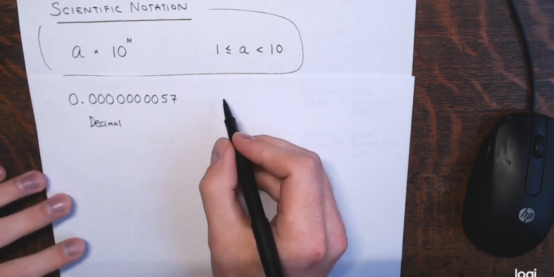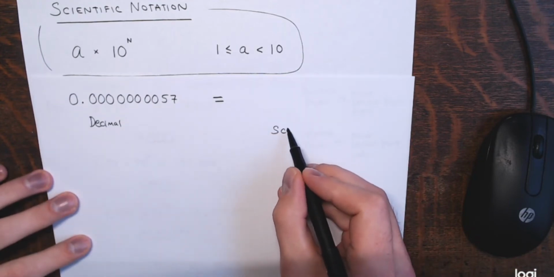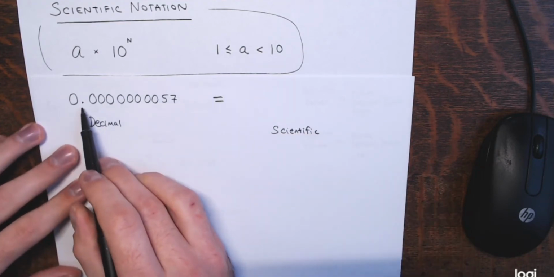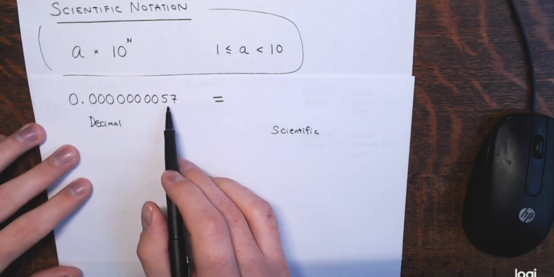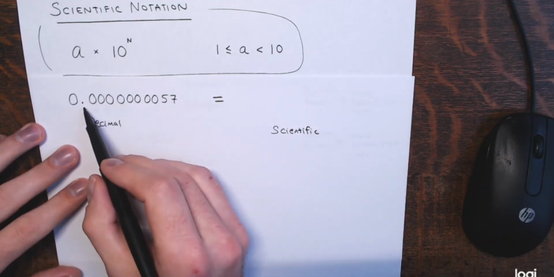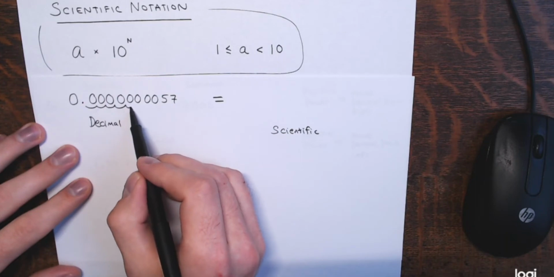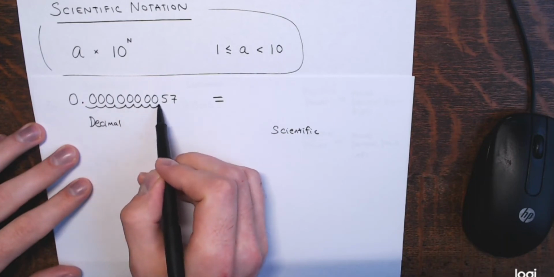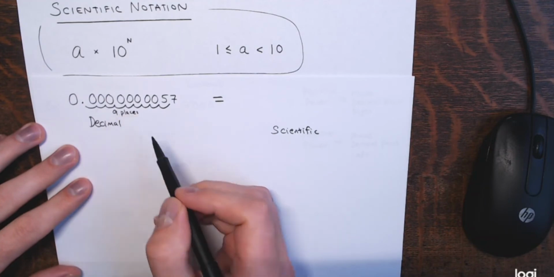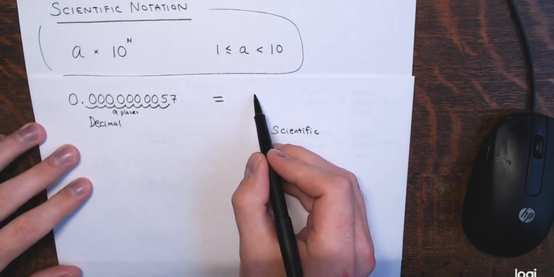So to convert to scientific notation, you're going to first move the decimal point until you get a number from 1 to 10. All right. So I'd move this decimal point 1, 2, 3, 4, 5, 6, 7, 8, 9 places, right? This was 9 places I had to move the decimal point to get it to be a number between 1 and 10, right? It's 5.7.